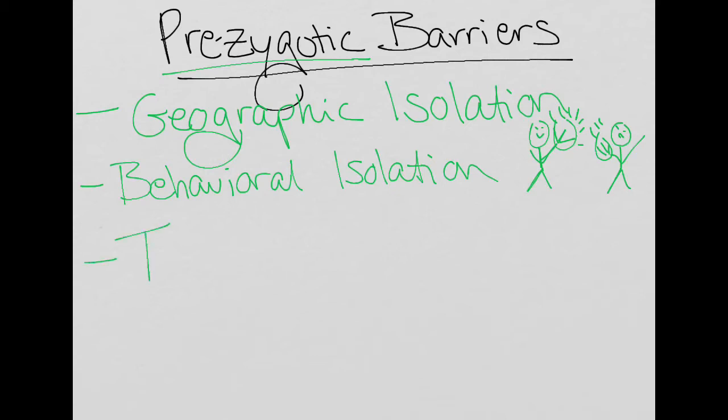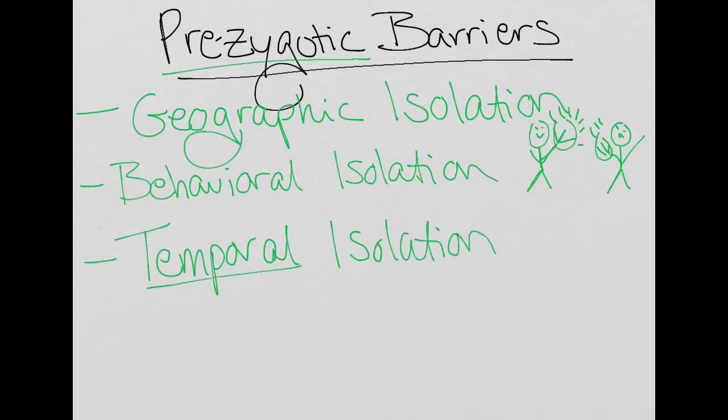Then there is temporal isolation. Temporal has to do with time and seasons. Maybe somebody breeds, as you hear about mating seasons. Maybe one organism has a mating season during the spring and the other one has a mating season during the fall. So even if they live in the same place and they're attracted to each other, if it is not time to mate respectively, they still will not mate. So that is temporal isolation.